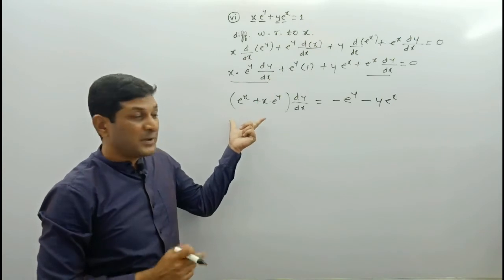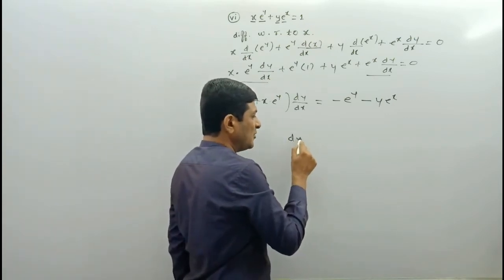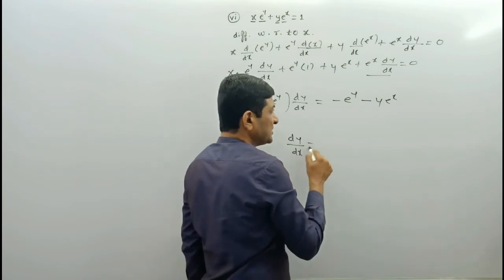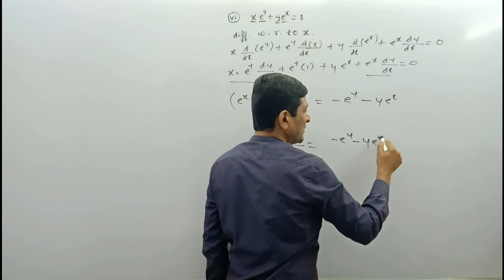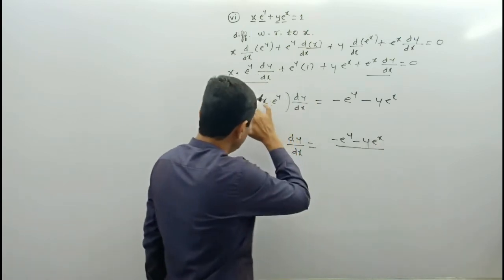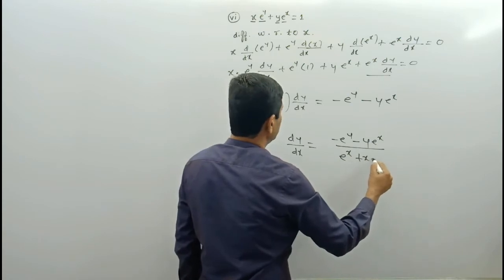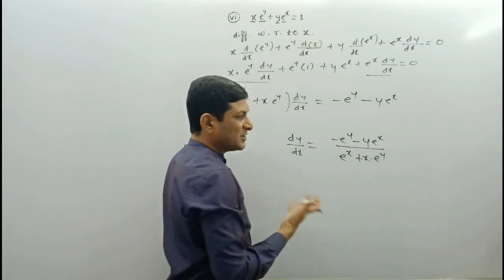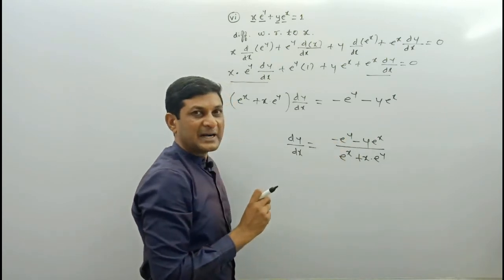So here our aim is what? To find out dy by dx. So let us try to find out value of dy by dx, which is equal to here minus e raised to power y minus y into e raised to power x. Keep it as it is. This term will get divided on this side, means e raised to power x plus x into e raised to power y. So differentiation is completed, but both the terms in numerator are negative.